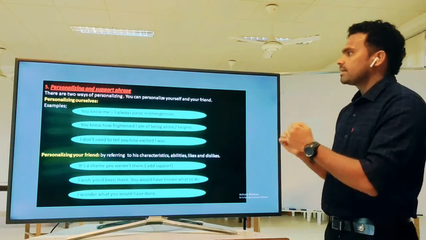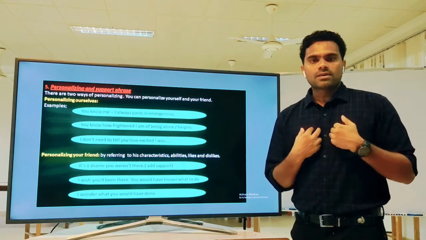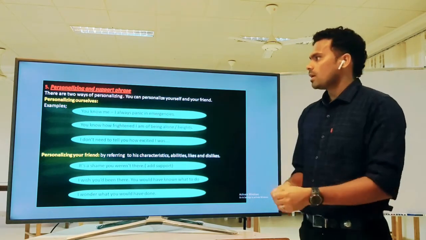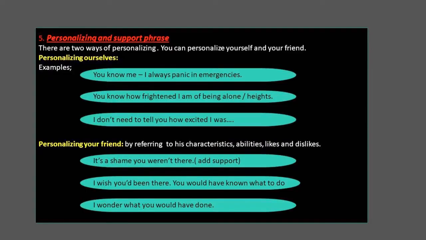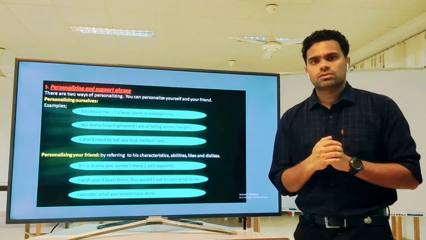Now, personalizing and support phrases. There are 2 ways of personalizing. You can personalize yourself and you can also personalize your friend. Personalizing ourselves, examples: You know me, how frightened I am of being alone or heights. You know me, I always panic in emergencies. I don't need to tell you how excited I was.